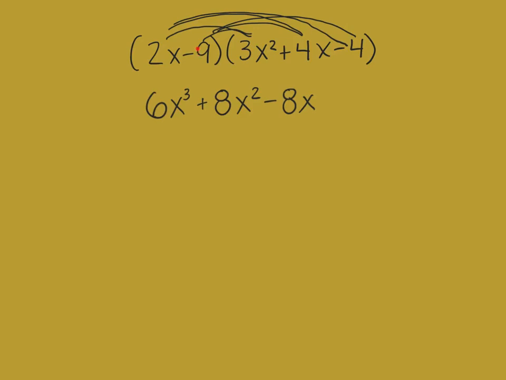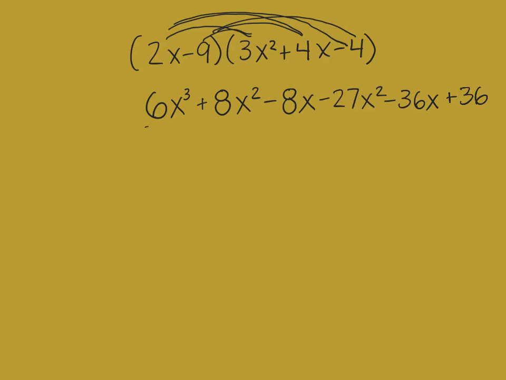Then we have negative 9 times positive 3x squared. Negative 9 times positive 3 is negative 27, and then that x squared. Negative 9 times positive 4x, negative 9 times positive 4 would get you negative 36, and then the x. And then negative 9 times negative 4, negative times negative is positive, so positive 36. Okay, that's a little long. Let's definitely combine some things here.